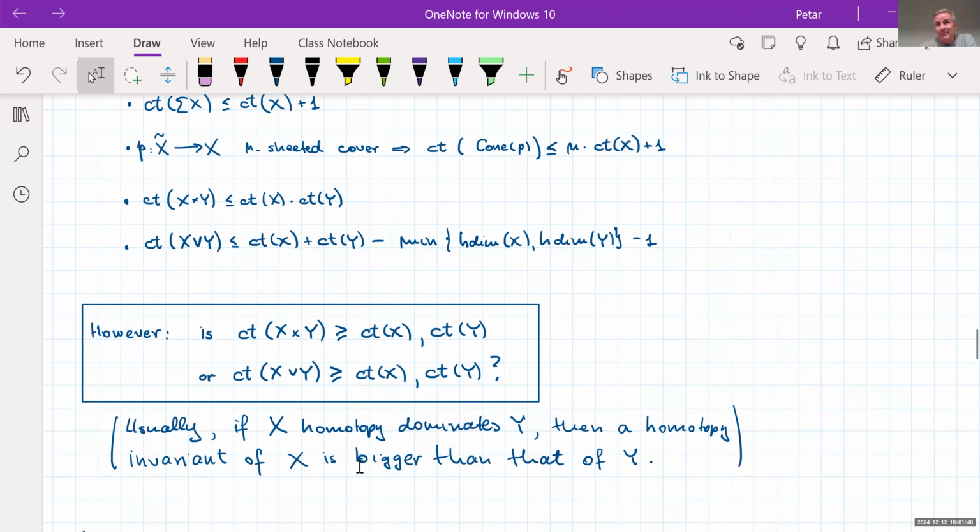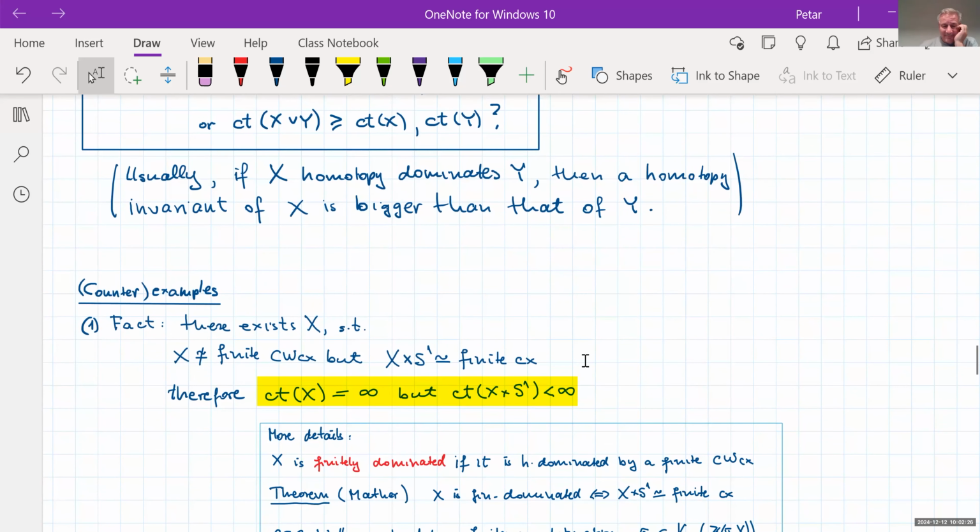The reasoning behind that is we are normally used to the idea that if some space X homotopy dominates some other space Y, then some homotopy invariant quantity of X should in some sense be bigger than the same quantity of Y. We feel that if X homotopy dominates Y, then X is in some sense bigger than Y. But this is not entirely true. So let me give you two examples.